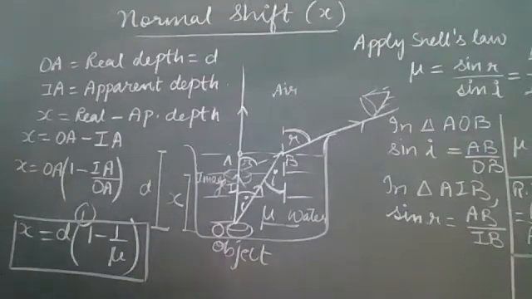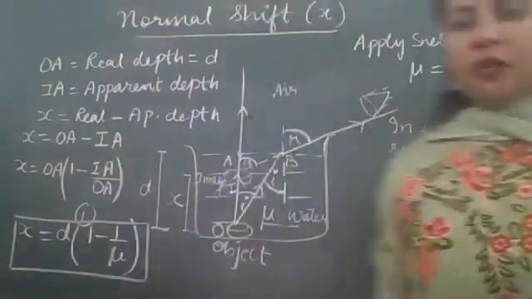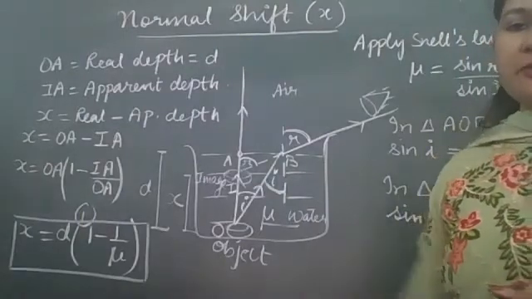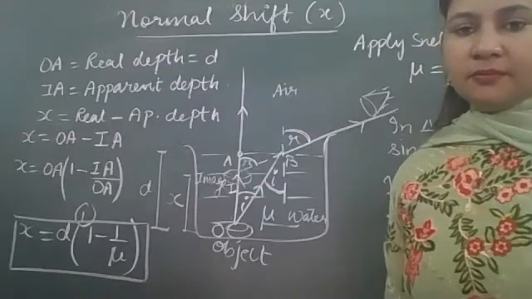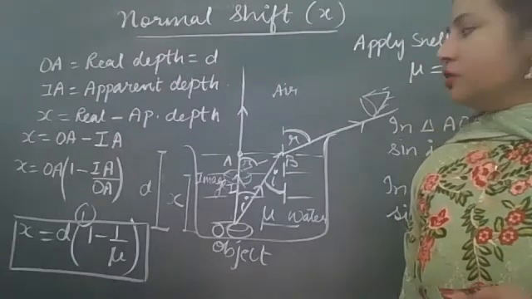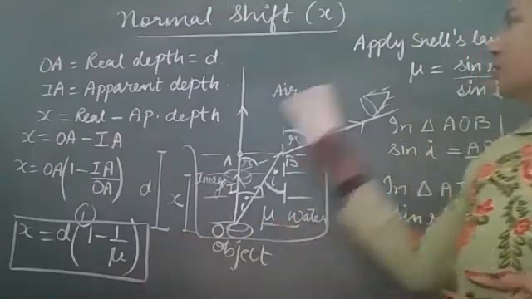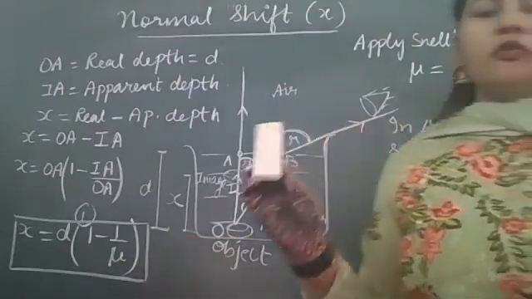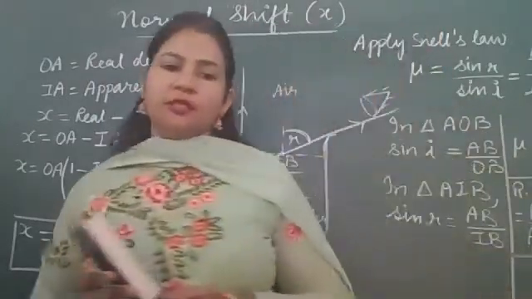You can see that. Any doubt you can ask. Is that clear, students? Look at the whole derivation. If any step is not clear to you, you can ask. So learn this formula. X is b into 1 minus 1 by mu, and mu is real depth over apparent depth. Two expressions you have to keep in your mind.